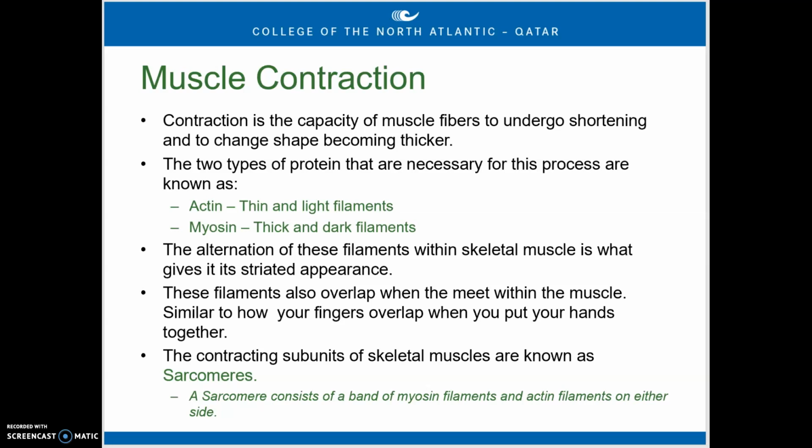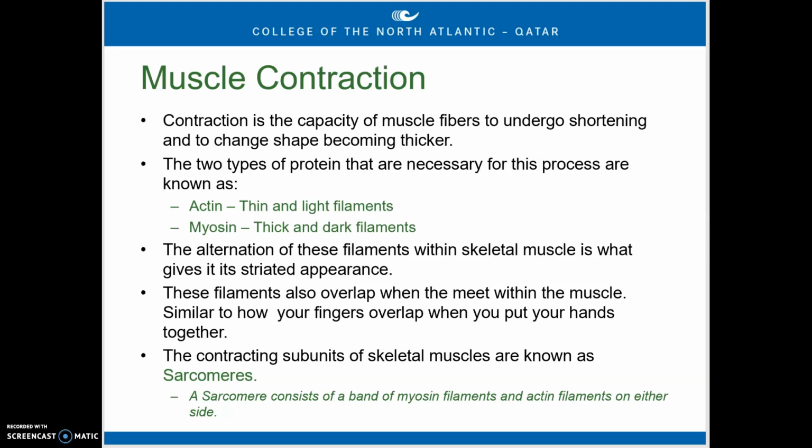Now if you think back to the appearance of the skeletal muscle, we get that striped appearance where it looks like little stripes are going across the muscle fiber. Well, it's the alternation of these actin and myosin fibers, light and dark, light and dark, light and dark, that gives that muscle its striated appearance. So that's what gives the striations, these filaments of actin and myosin.